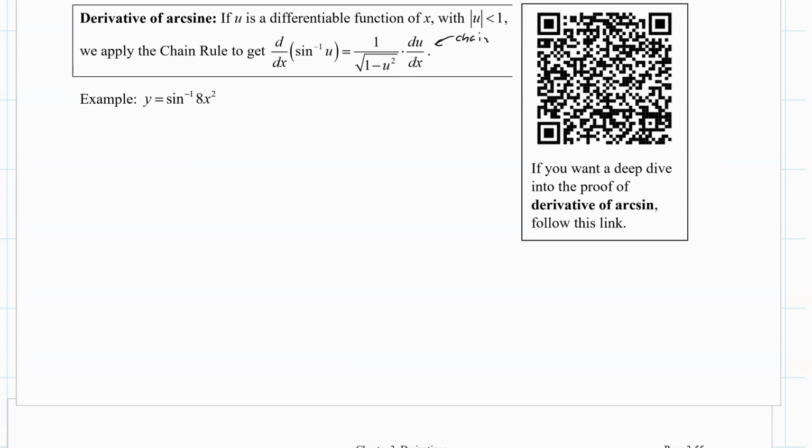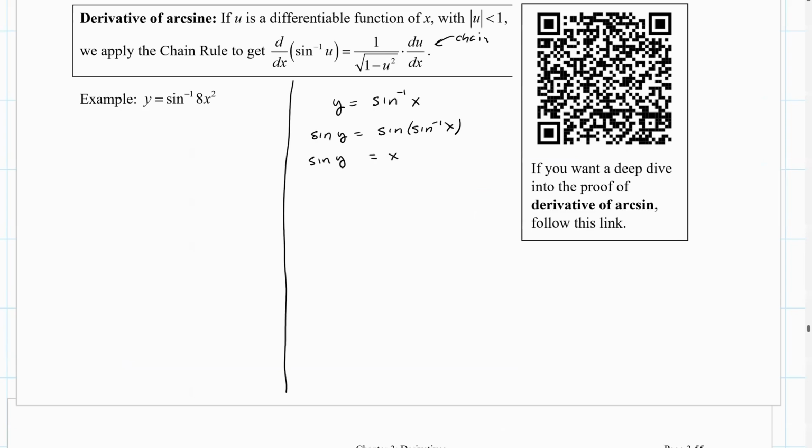I mean, it says here we can look at the video of the proof. The proof isn't that hard. In fact, I think I could do the whole proof right here. Let's say y is equal to, and I'm just going to go with, the inverse sine of x. If that's true, I could take the sine of both sides of the equation, and the nature of a function and its inverse is that they cancel each other out. So now I've got the sine of y is equal to x.